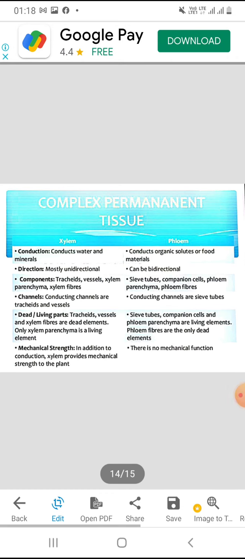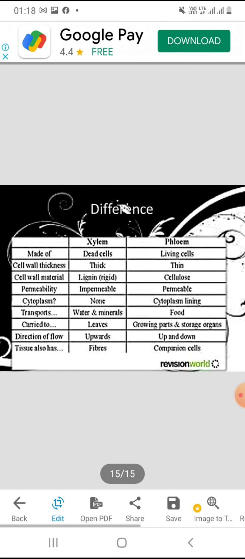Xylem: dead and living parts. Tracheids, vessels, and xylem fibers are dead elements. Only xylem parenchyma is the living element. In the case of phloem, sieve tubes, companion cells, and phloem parenchyma are living elements. Phloem fibers are the only dead cells. Mechanical strength: in addition to conduction, xylem provides mechanical strength to the plant. In the case of phloem, there is no mechanical function.